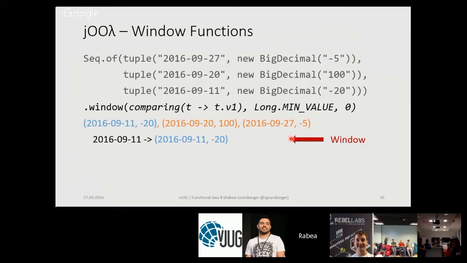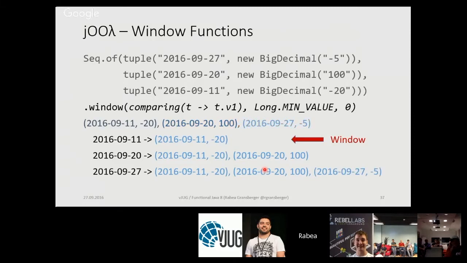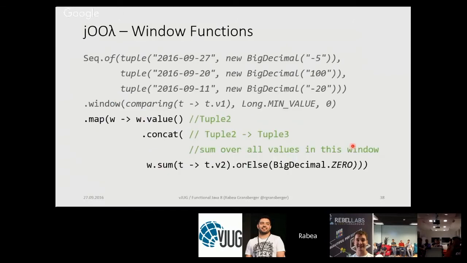And then the window function does the following. So for the 11th, it only selects the 11th because it doesn't have any previous values. For the 20th, it selects the 11th and the 20th. And for the 27th, the 20th and the 11th and the 27th. And we also have the values for it. So this is our windows. So that's why it's called window function. And now we can do some calculations over the window.